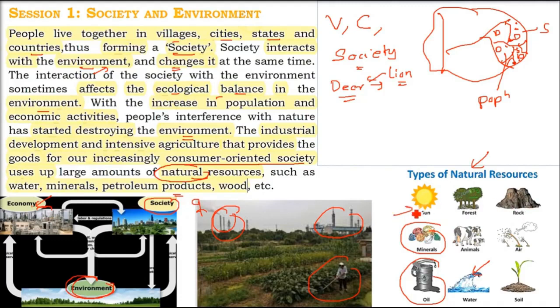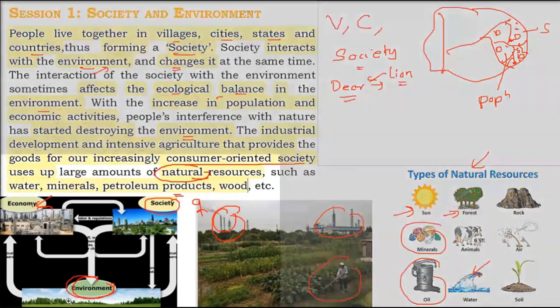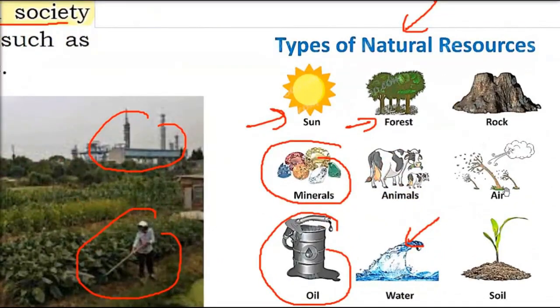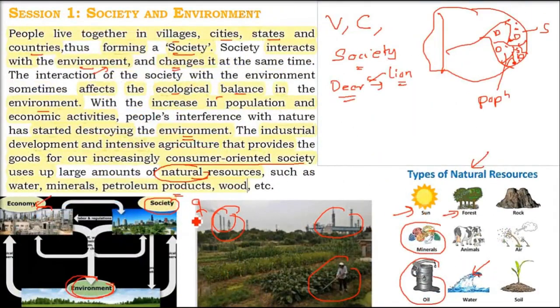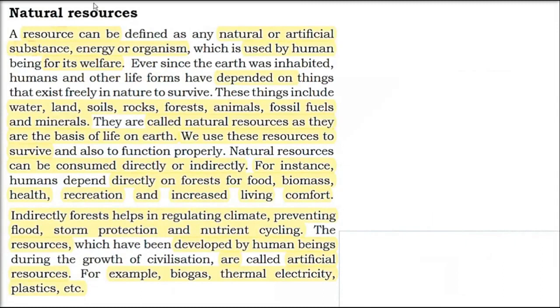Petroleum, diesel, wood, sun, forest, rock. Photosynthesis is how the plant creates food. Then we have animals, we eat them, we take milk, water, soil, air. These are all natural resources. And the more we excessively use them, the situation will go bad. So what are the natural resources?